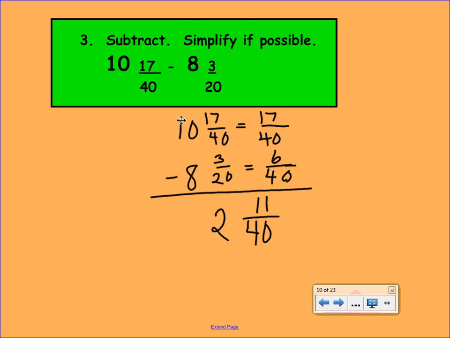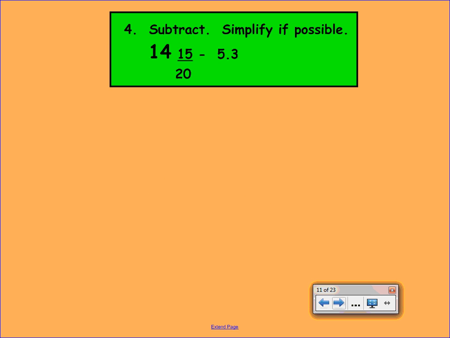Okay, let's look at the next example on your notes. I have 14 and 15/20 minus 5.3. Gee, I think I need to make those into the same form. How would you do the problem? Go ahead and pause the video cast. I'll wait right here for you, then come back and take a look at the answer.